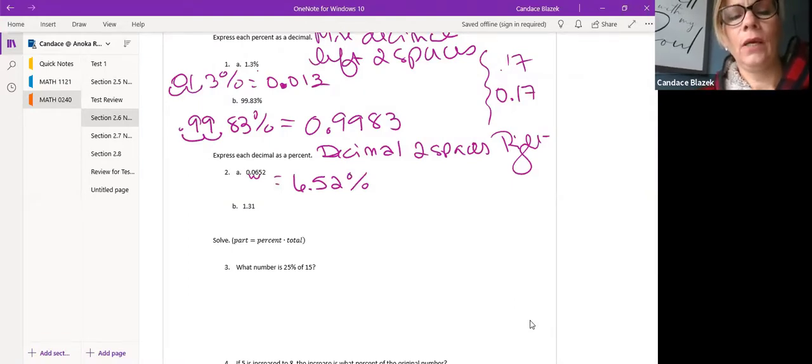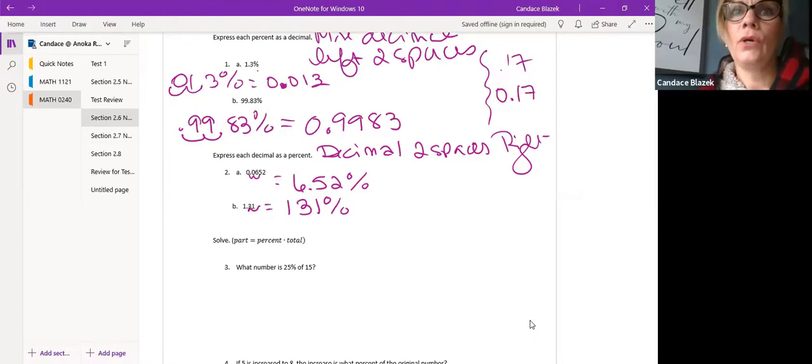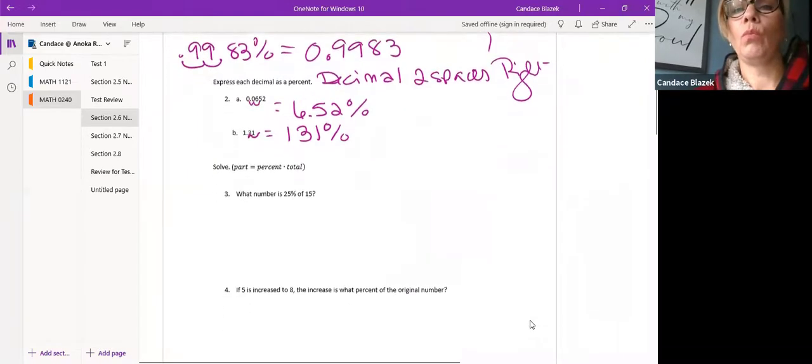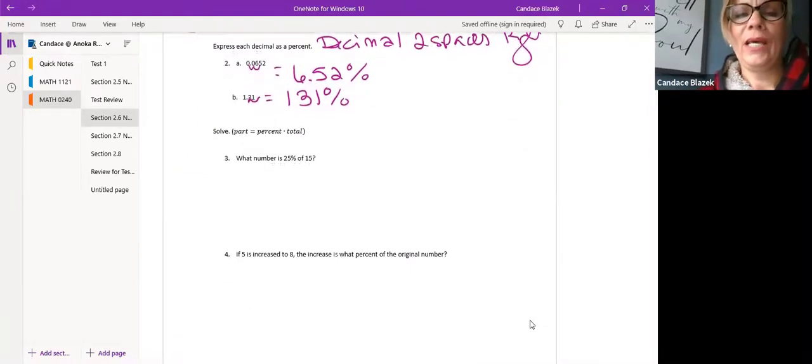And B, 1.31. Now it's in decimal, we need to move it to the percent. The decimal goes twice to the right, and this is 131%. So we need to be confident in moving our numbers between decimal and percent. Okay. Now we're going to work on just some simple word problems that involve our percent.